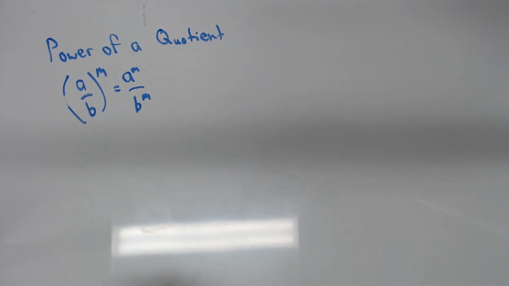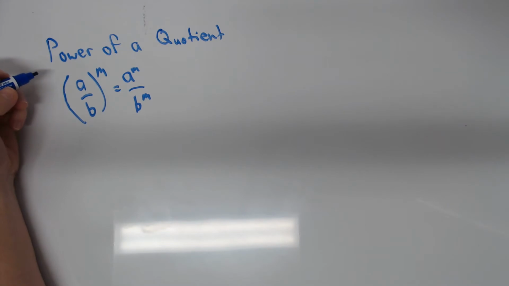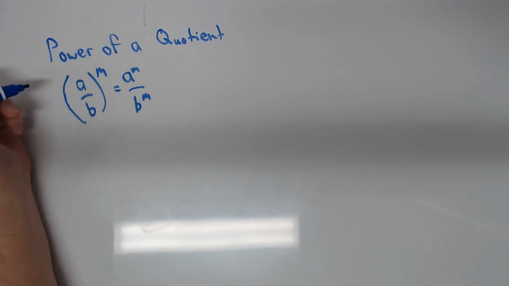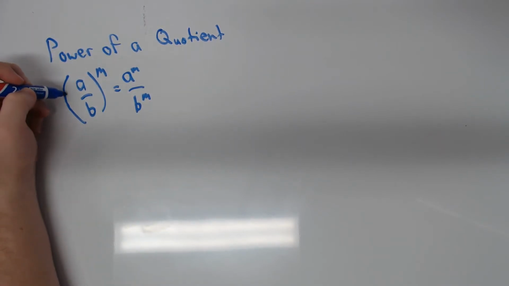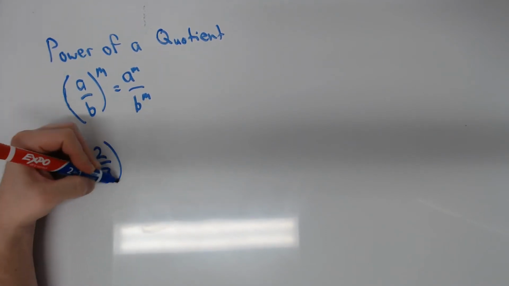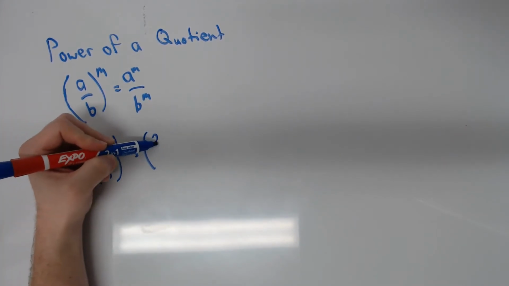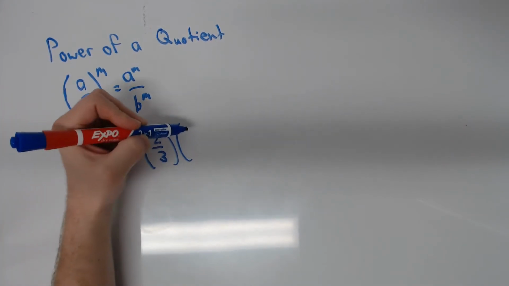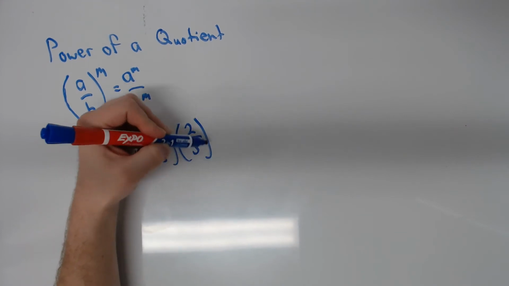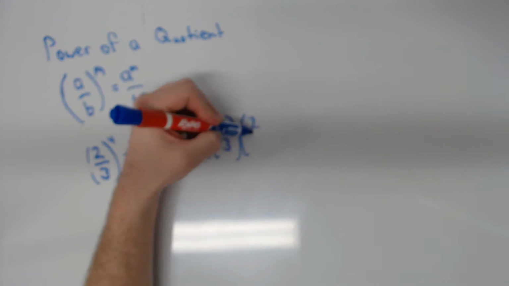Power of a quotient is very similar to power of a product. In fact, you can think of them as one and the same. The same thing happens. Everything inside the parentheses gets that m as an exponent. So if I do 2 over 3 to the 4th power, that's going to turn into 2 over 3 times 2 over 3 times 2 over 3 times 2 over 3.